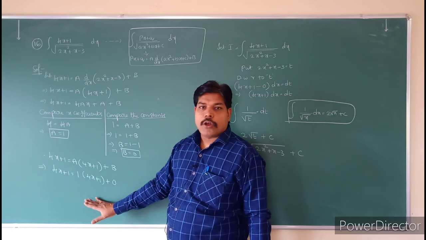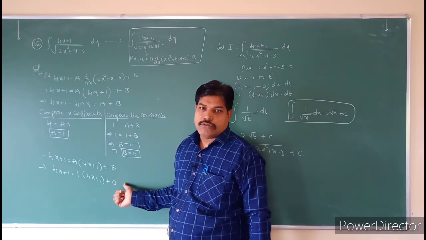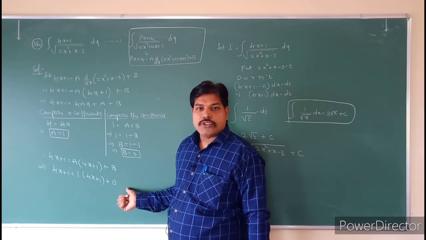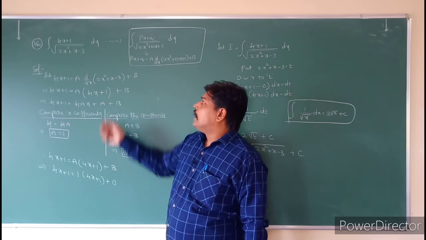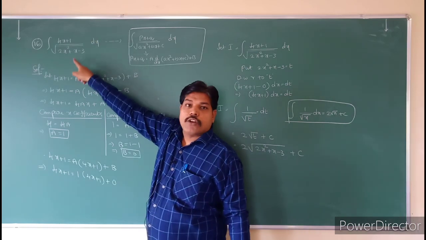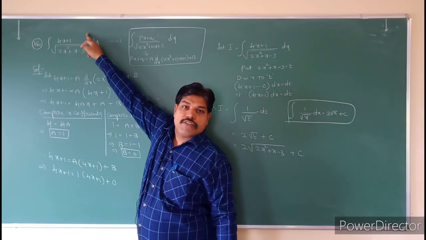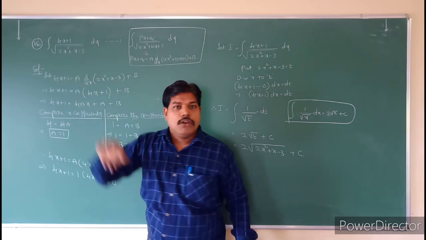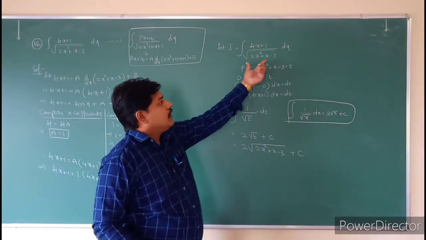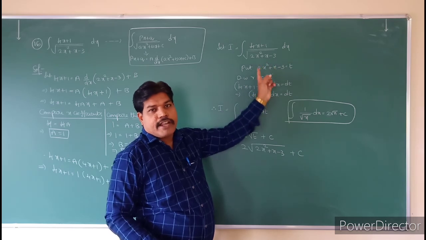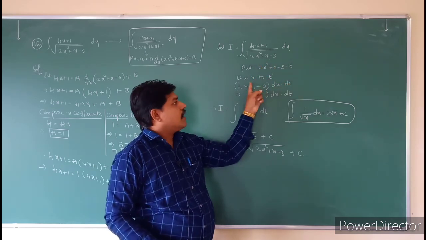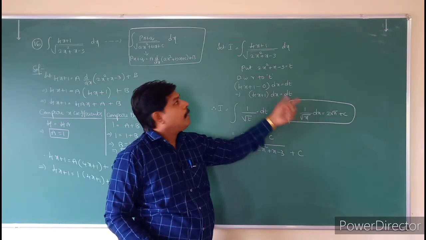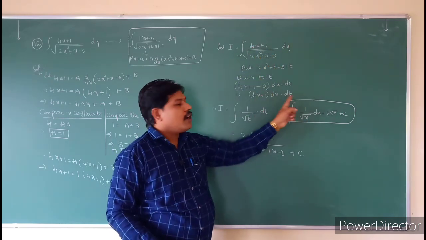In this particular problem you are getting b value is 0. So what I observed is that if b value is 0, it is in the form of f dash of x by root f of x. So I started by taking the denominator root value as t. And I take the derivative, it will become (4x plus 1) into dx is equal to dt. So (4x plus 1) into dx value will become dt.